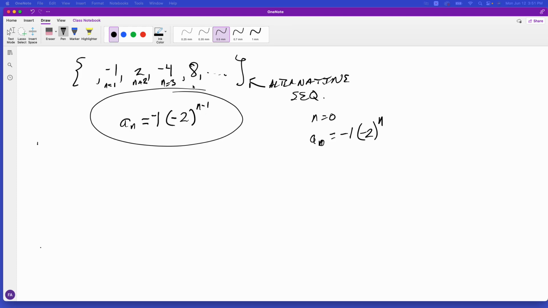Does this particular sequence converge? No, it just keeps getting bigger and bigger. So in this case, the limit as n goes to infinity of -1 times 2 raised to the n minus 1 power is equal to infinity. There is no limit. All right, is another way you could say that. So this does not converge.